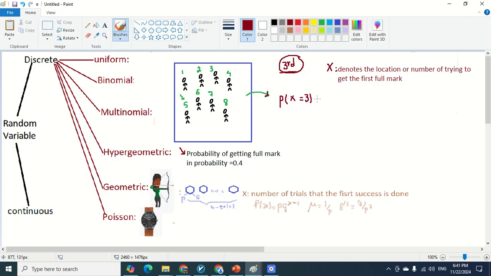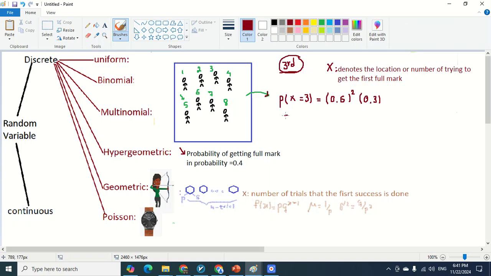So over here, as you can see, it will be equal to the probability of not getting the full mark in 2 previous tries. So 0.6 to the power of 2 will be the previous one, and the probability of the success, or 0.3, should be multiplied by that value.